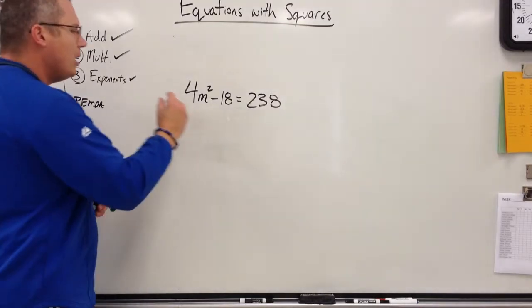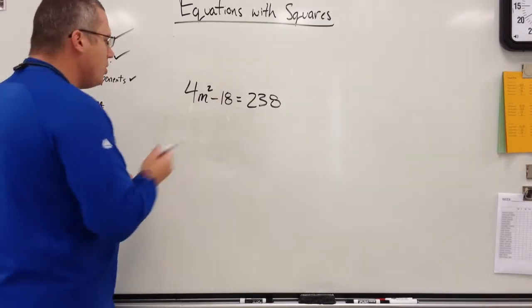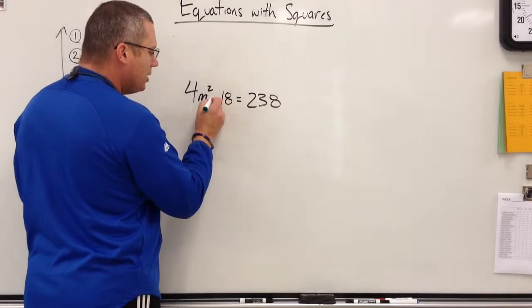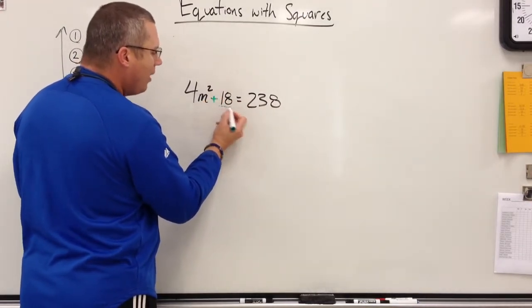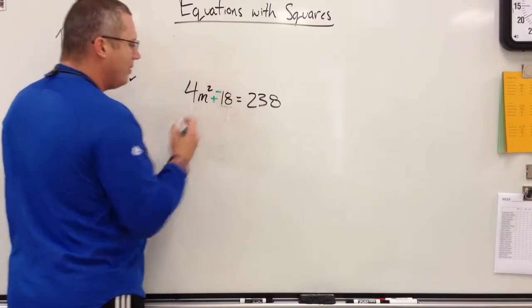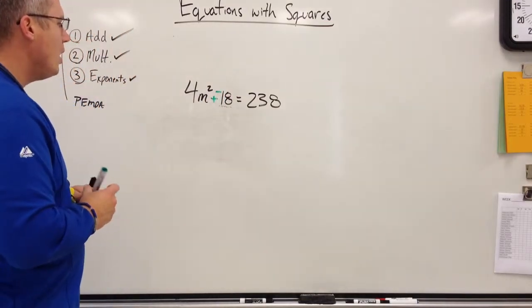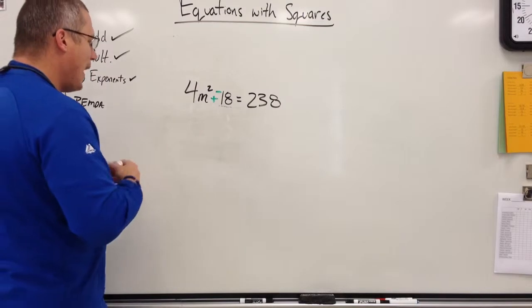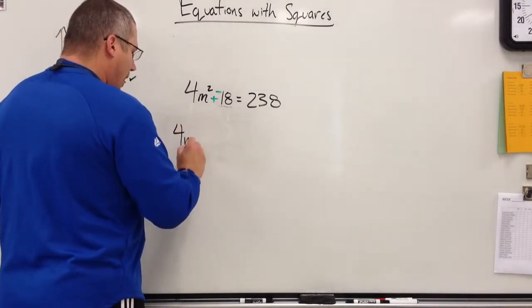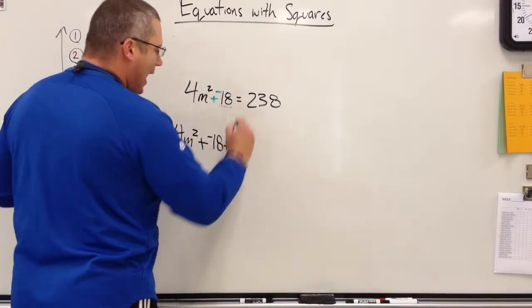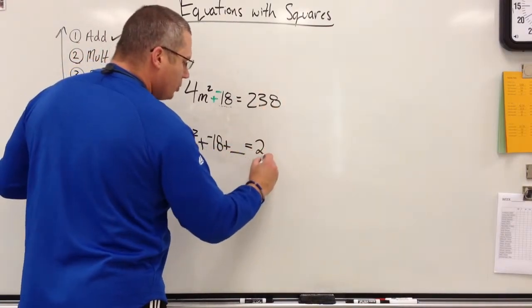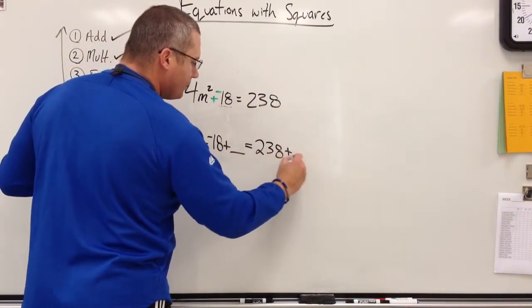Here we go. Very first thing to do, always take any subtraction, turn to addition. This becomes plus the opposite of what follows it. So the term that follows it is an 18. I want the opposite of 18. I want to remove the added number first. So I have 4m squared plus negative 18. I'm going to drop in an added number. On this side, I'm going to drop in the same added number.